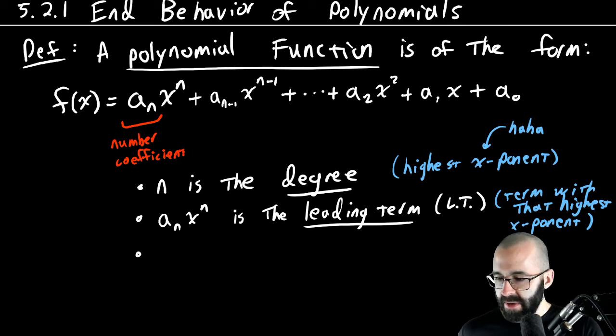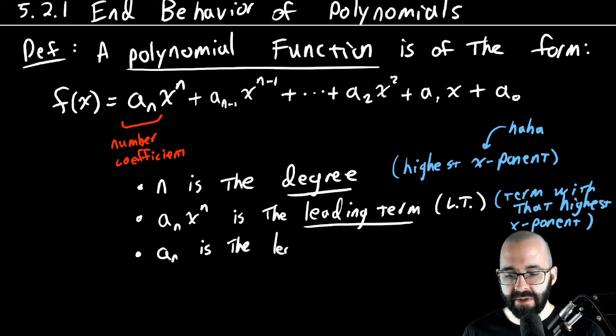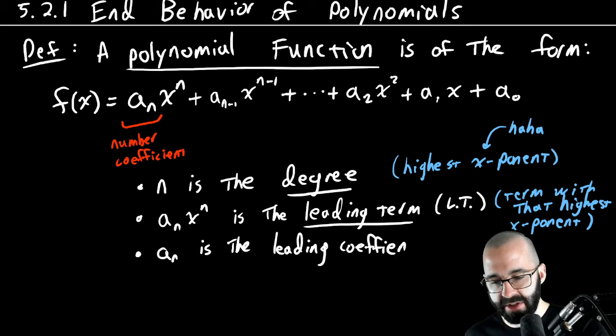All right, let's do another one. One more definition. A sub n is what's known as the leading coefficient. So lots of definitions here. That's not how you spell coefficient, Jason. Nice try.